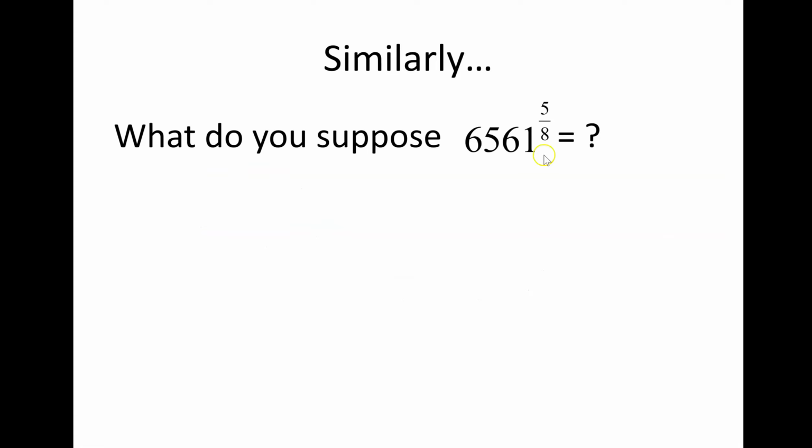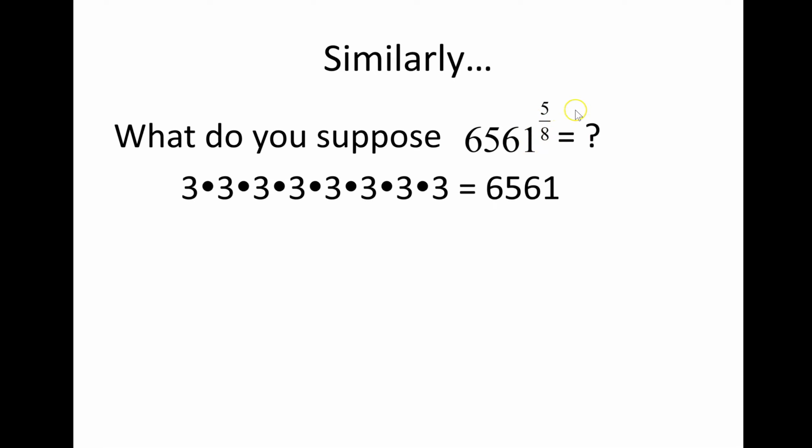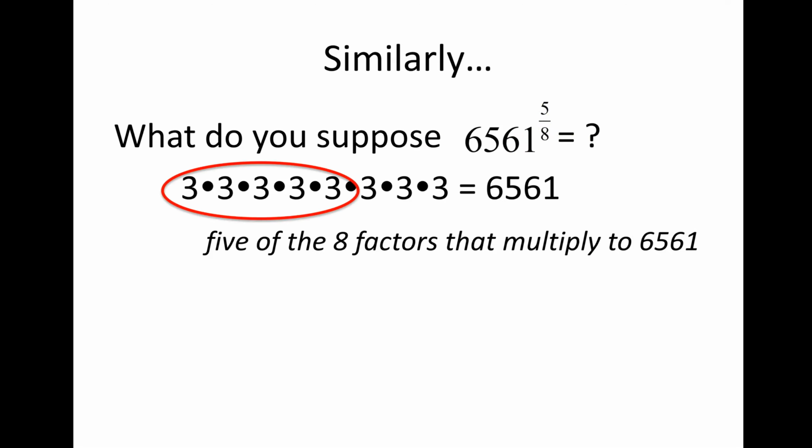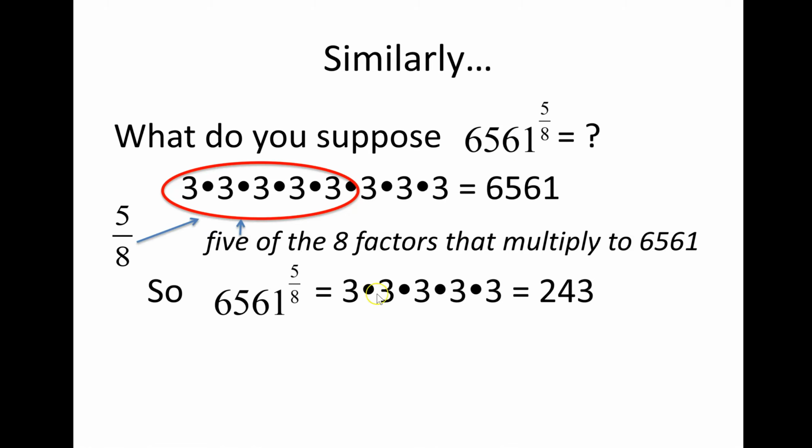Similarly, if you have an exponent like that, a fraction where the numerator isn't 1, we can think of it in the same way. Before it was 1 of the 8 factors that multiply to 6,561. Now it's 5 of the 8 factors that multiply to 6,561. So that would be 3 times itself 5 times, which equals 243. Because 1/8, 1 of the 8 factors that multiply to 6,561, is 3. But this is asking for 5/8. So I take that 3, multiply it to itself 5 times, and get 243.